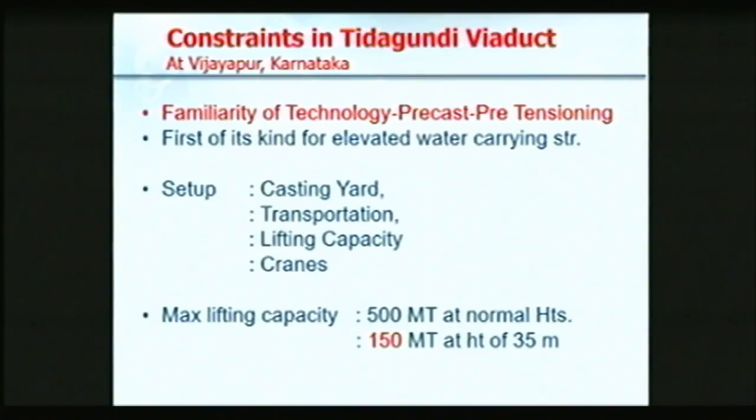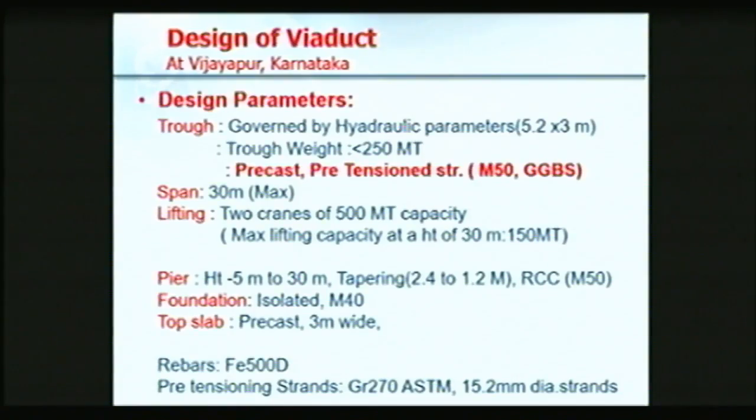So all these constraints really forced us to arrive at the geometrical consideration of our structure. So what we did is our trough went for precast on the precasting yard and with not increasing beyond 250 metric ton because the maximum capacity was 125, 150 tons. So we decided to use two cranes, one at each end of the entire span so that we are in a position to lift with a maximum capacity of 250 metric ton. So that was one constraint. Because of that constraint, we restricted the span, which turned out to be through our preliminary designs as a 30 meter.